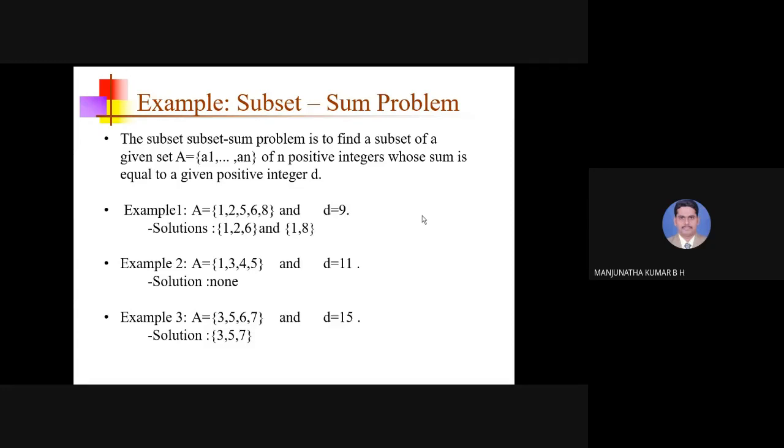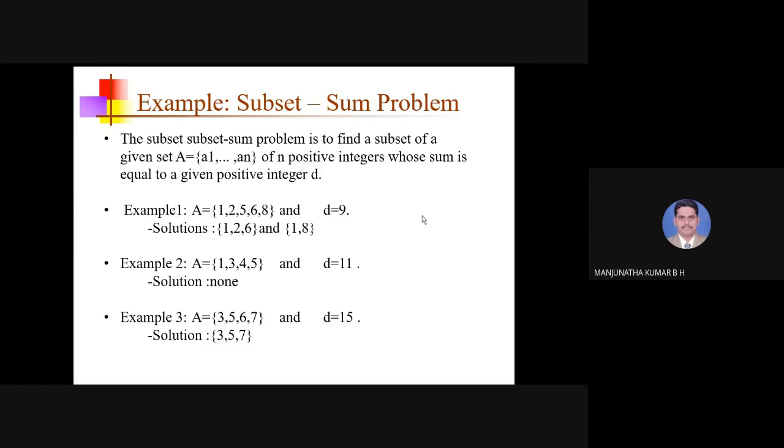So now the first subset is {1, 2, 6}. 6 plus 2 plus 1 is equal to 9. Yes, it's a correct answer. One more solution is {1, 8}. When I add 1 and 8, the answer is again equal to d. So these are the two solutions for this problem. I hope the problem statement is clear now.